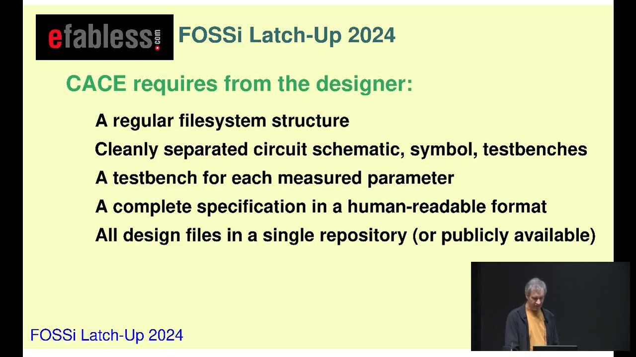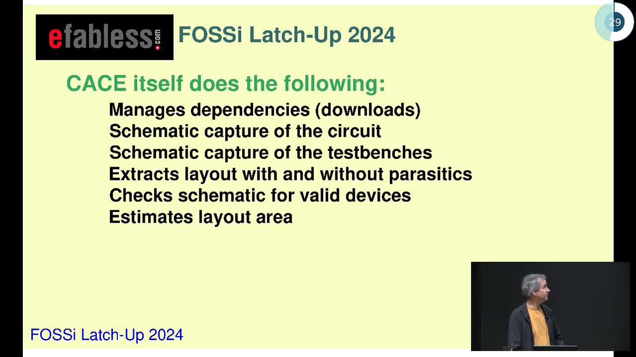So if you have done that much, then CACE itself does the following, which is enough things that it covers 2 pages here. So it manages those dependencies. If it sees a circuit that you're using that's a public repository, it will go clone it and manage it. It will do schematic capture of the circuit. It will do schematic capture of the test benches. It will extract the layout with and without parasitics. It can check the schematic for whether the devices are valid for the process that you have declared it's going to be for, and it can estimate layout area from the schematic.